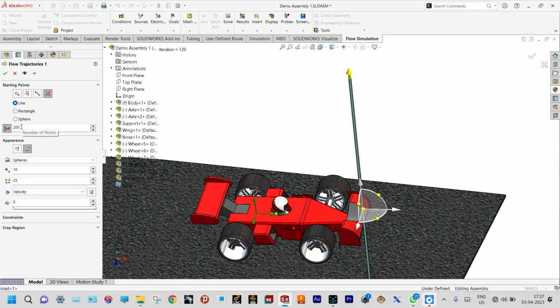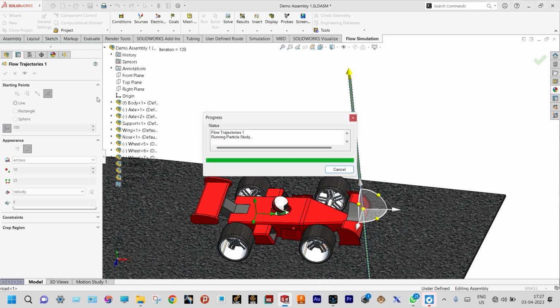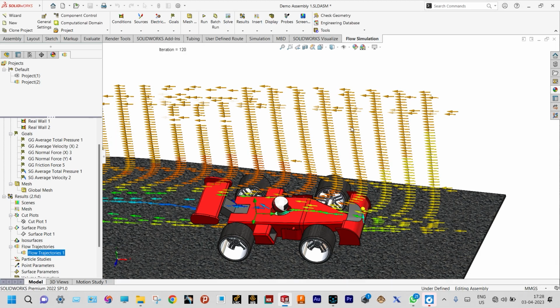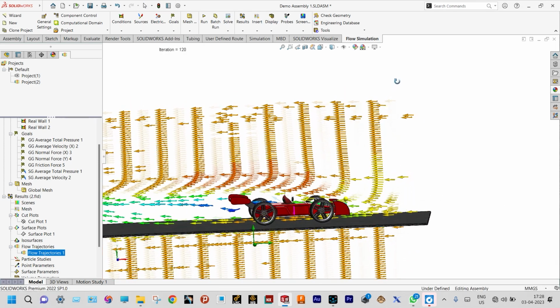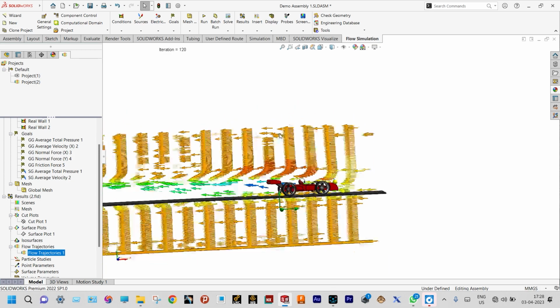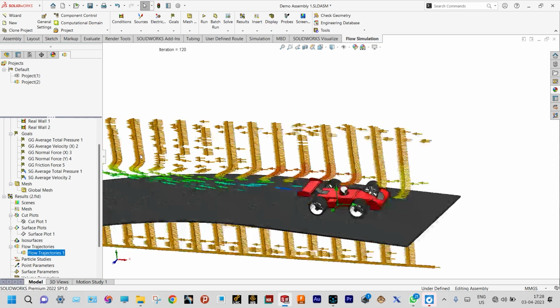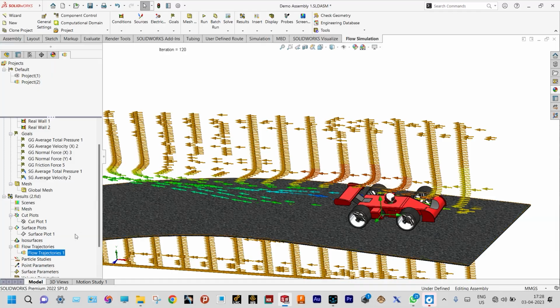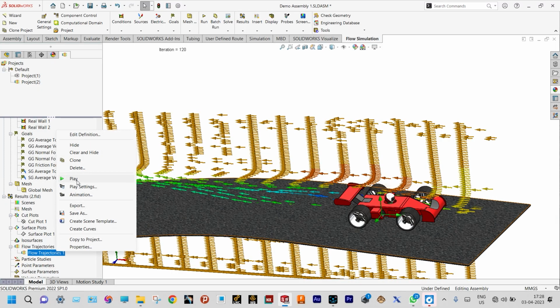Now along the line, instead of 100 numbers, we can reduce these numbers. Instead of spheres, we can make it arrows. Let us see it. Green check. It is generating. Now it will be understood in a better way. Let us view it in the form of animation.